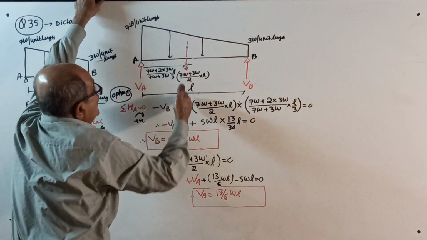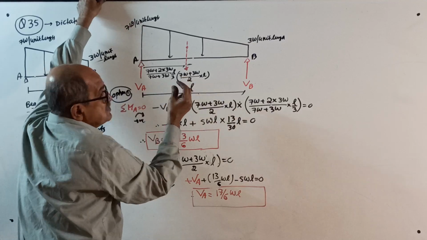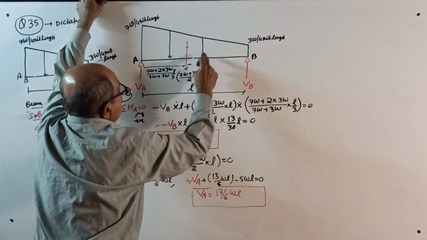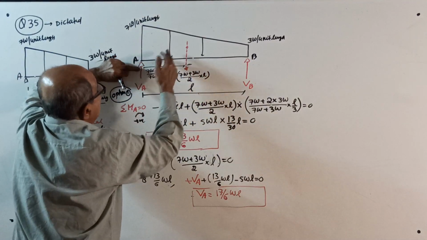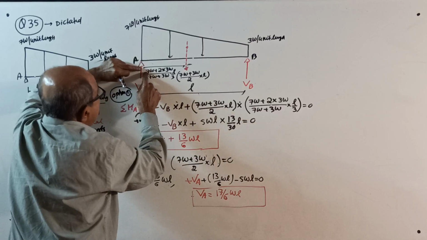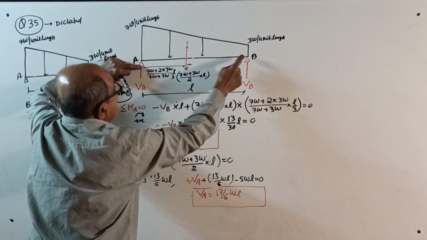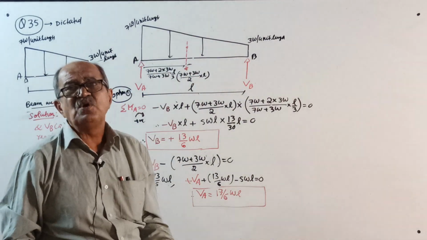See, total load equals the sum of the two parallel sides, (7W plus 3W) divided by 2 into L. And the line of action is (7W plus twice of 3W) divided by (7W plus 3W) into L by 3. This I am telling maybe for the 20th or 30th time.